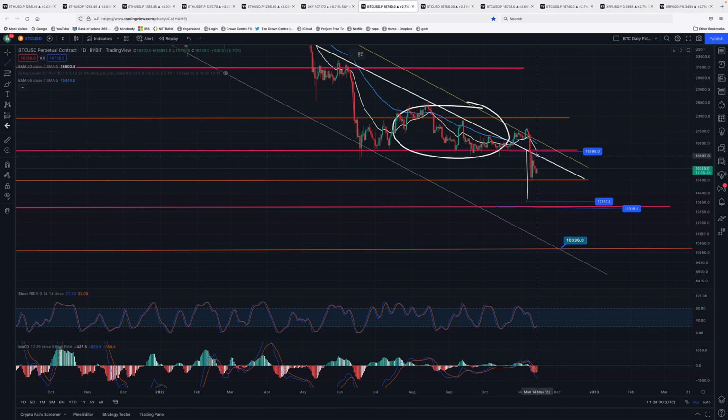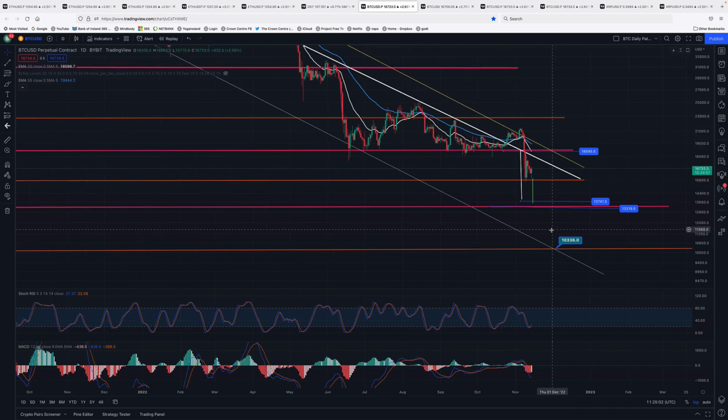If I am to measure this space out, which is what I'm going to do on the 1 hour, and to put it down here, there it is. There's so much confluence between consolidating in this space and consolidating in this space, and both of them meeting the target of 13,700, or the lower one, 13,300. So there's too much confluence for those not to play out.